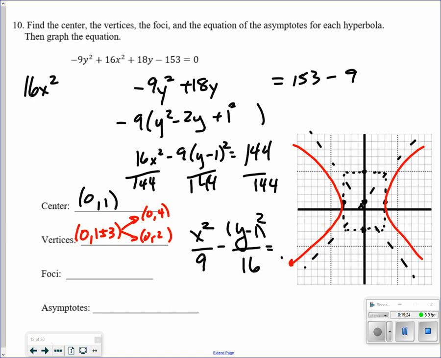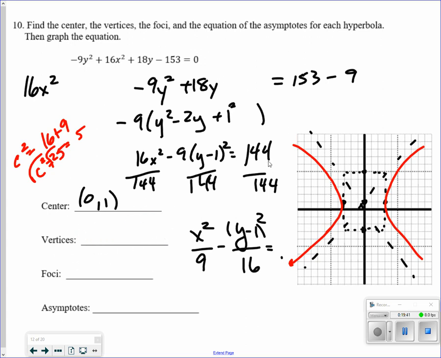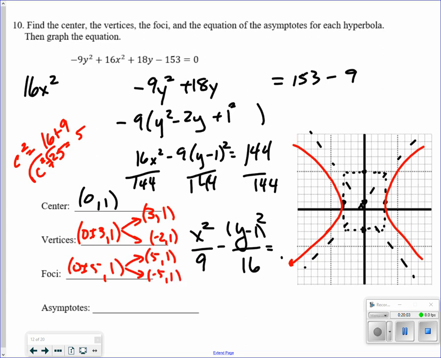Foci, in order to get the foci, I need c. C squared equals a squared plus b squared. So in this case, I end up getting square root of 25, which is 5. And again, I'm going to add that with the x of the center. And why did I mess that up there? Sorry, trying to do too many things. Left and right 3 on the x. So hopefully everybody saw that and was questioning it. 3, 1, and negative 3, 1 should have been the correct answer. All right, going back to my c, I'm going to add and subtract 5 to the x of the center. So again, 5, 1, and negative 5, 1 would have been the two foci points.